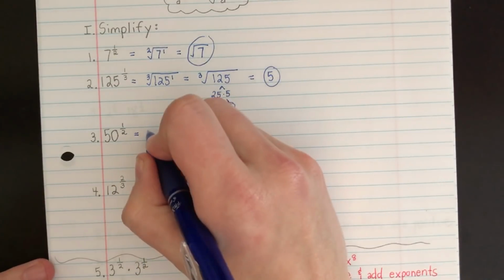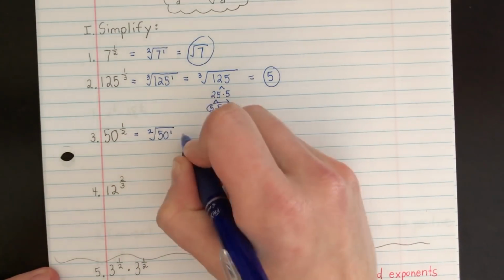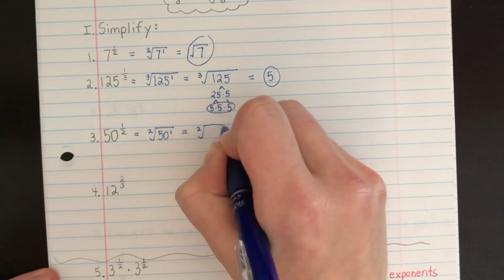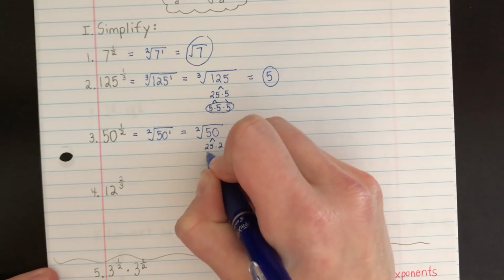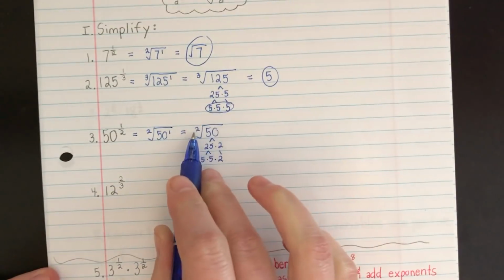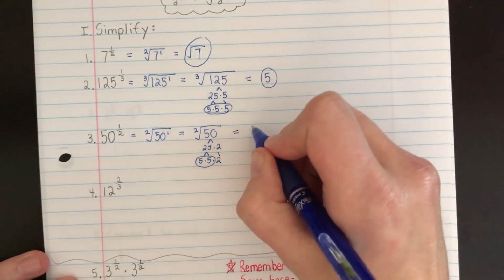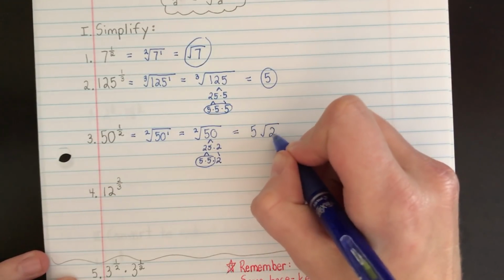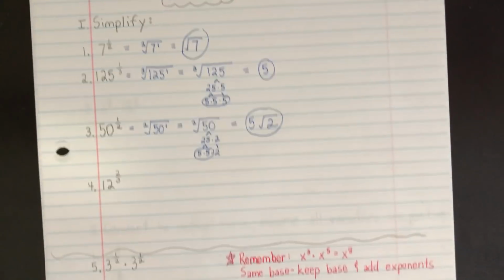Okay, so 50 to the 1/2 power would be the square root of 50 to the 1st, which is really the square root of 50. All right, and 50 is 25 and 2. And then 5 and 5, drag down the 2. Square root means I'm looking for sets of 2, so I do have a set of two 5s. So 5 comes out, 2 stays in. That's my final answer for that one. I think you're catching the drift, but we'll do one more.